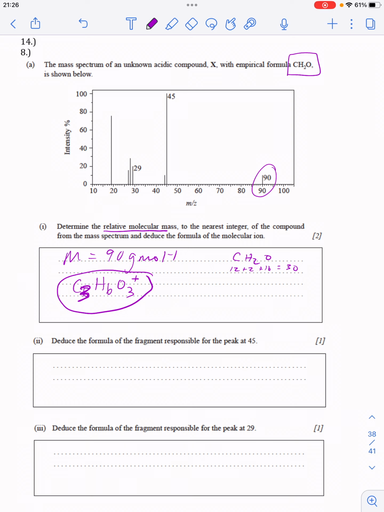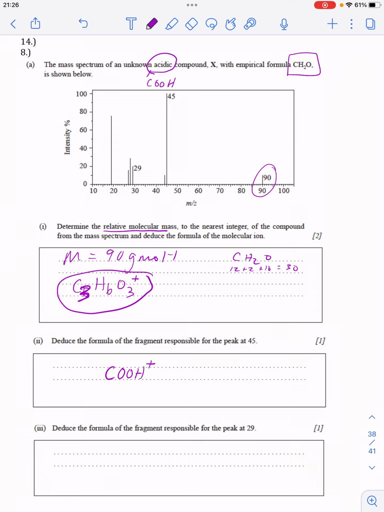Deduce the formula of the fragment responsible for the peak at 45. If you use table 28, it will help you figure out some likely structures. They did tell us it was an acidic compound, and as soon as I know I have an acidic organic compound, I'm thinking about carboxylic acids. So it's a pretty good guess that COOH is responsible, and because it's being detected, I know it has a positive charge. So I would suggest that is the thing that's creating the peak at 45.